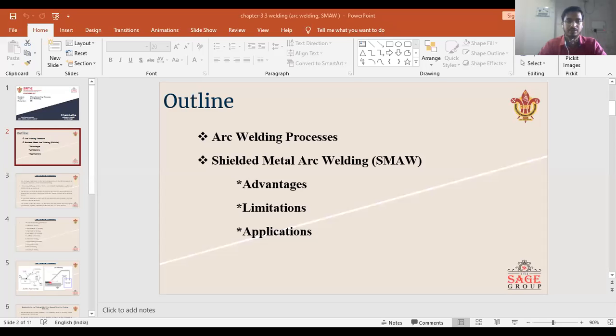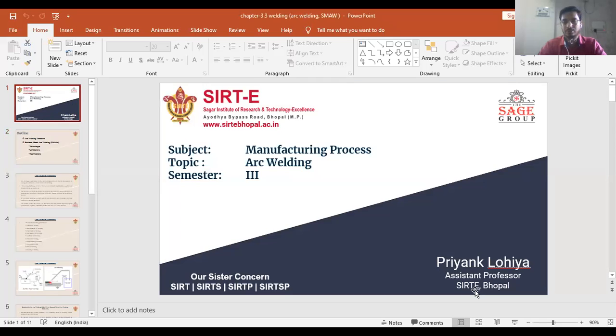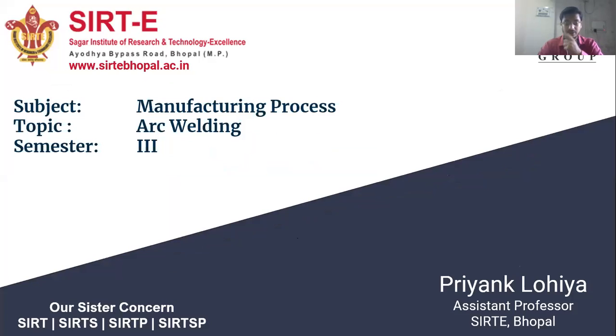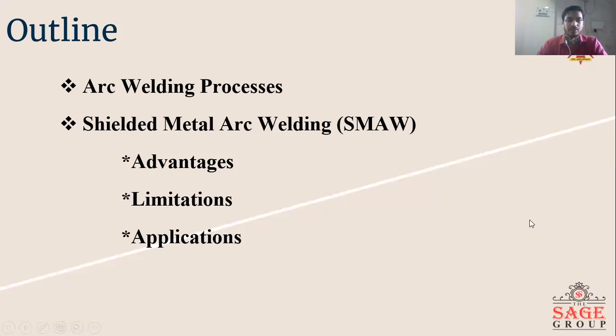Welding, arc welding process. Right. So I will share the screen. So we will discuss the arc welding outlines: arc welding process, shielded metal arc welding, SMAW, introduction to SMAW, advantages, disadvantages, and applications. Right. So we will discuss them one by one.